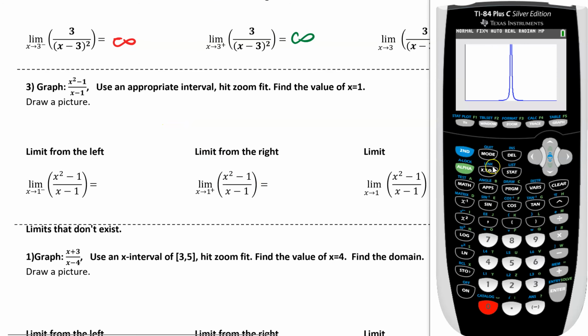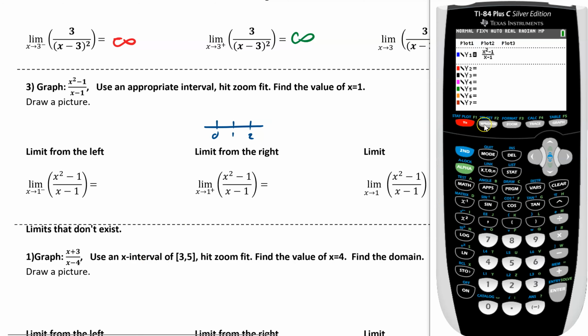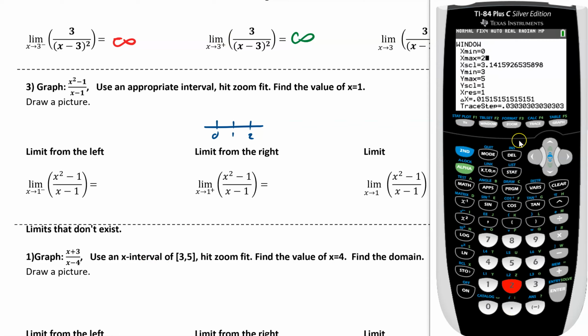Let's try it again. So back into y. So alpha y, number 1, and we get x squared minus 1 over x minus 1. This is my favorite. And now this one's at 1. So again, a number to the left would be 0. A number to the right would be 2 to give us a 1 in the center. So our x min again is 0. And our x max is 2. We hit Zoom 0 to fit it.